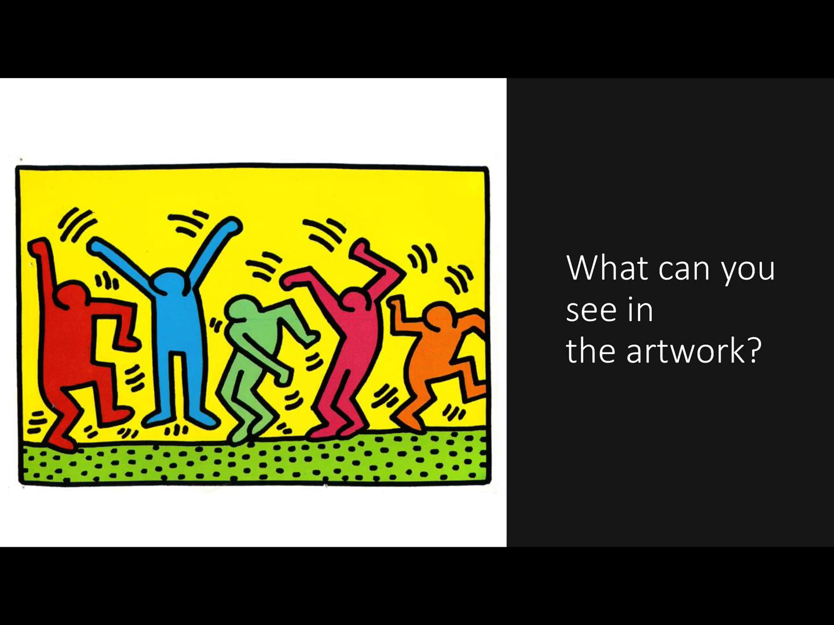You can see along the bottom there's lots of patterns making up some ground, and we've got 5 different coloured figures, and the figures all seem to be moving in some sort of way. You can see some movement lines on the figures, and they're all in sort of different poses. So thinking back to some of the lessons from the last few weeks, you might have been drawing some figures in some of these different poses.